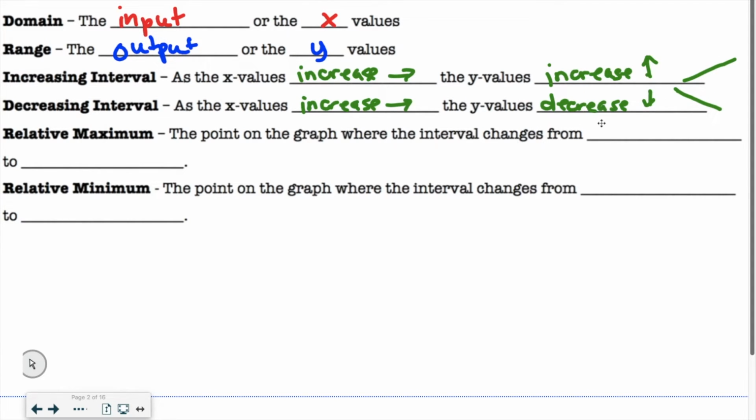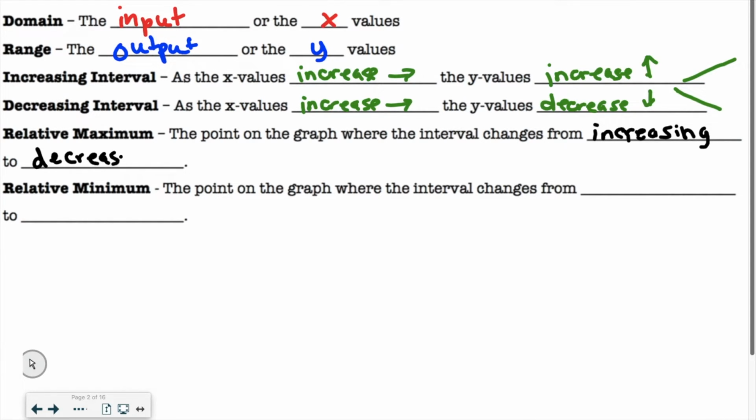So the relative maximum is the point on the graph where the interval changes from increasing to decreasing. And then relative minimum is the point on the graph where the interval changes from decreasing, its exact opposite, to increasing. And let me explain what that means.